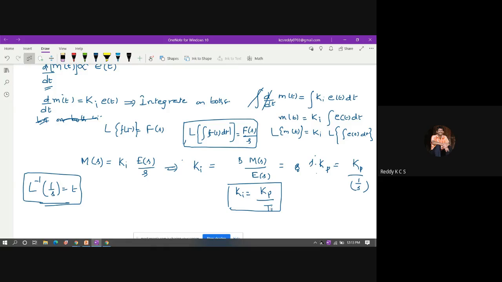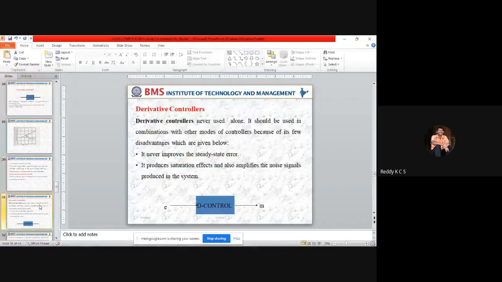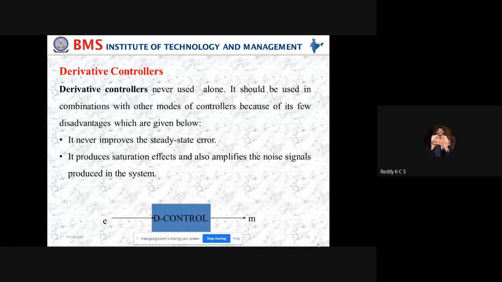So now we'll move to the derivative controller. Individually, first we'll discuss all the controllers, then we'll move to the combinational controllers. Derivative controllers are never used alone. They will always be used in combination, that is proportional derivative or integral derivative control, because of its disadvantage.